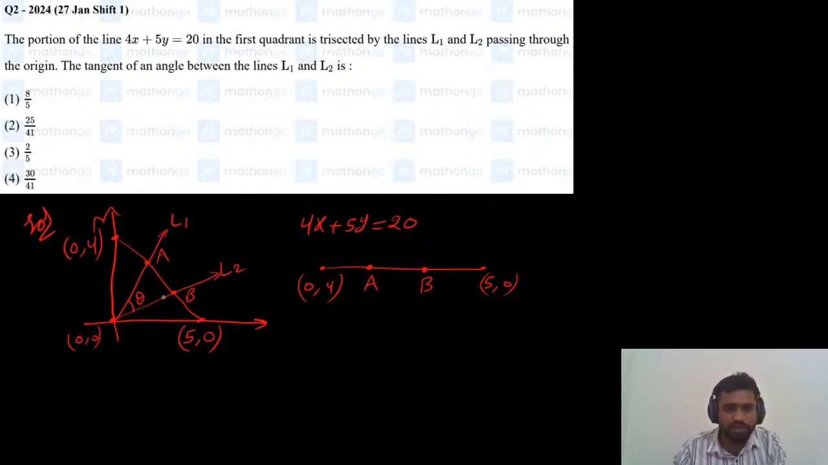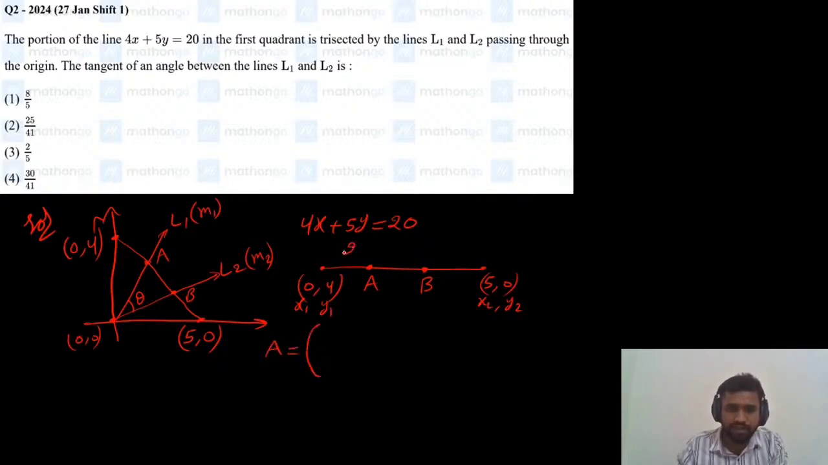The tan theta formula is (m1 minus m2) divided by (1 plus m1 m2). Let us consider the slope of L1 as m1 and the slope of L2 as m2. By finding the slopes m1 and m2, we can use the tan theta formula to get the tangent of the angle between these two lines. So first let us find the coordinates of A and B. Let us assume this point as (x1, y1) and this point as (x2, y2). So what are the coordinates of A?